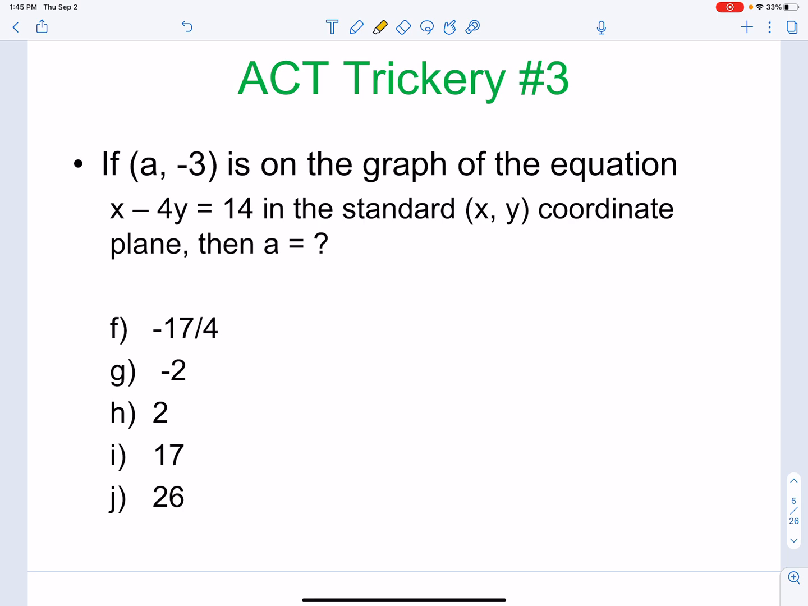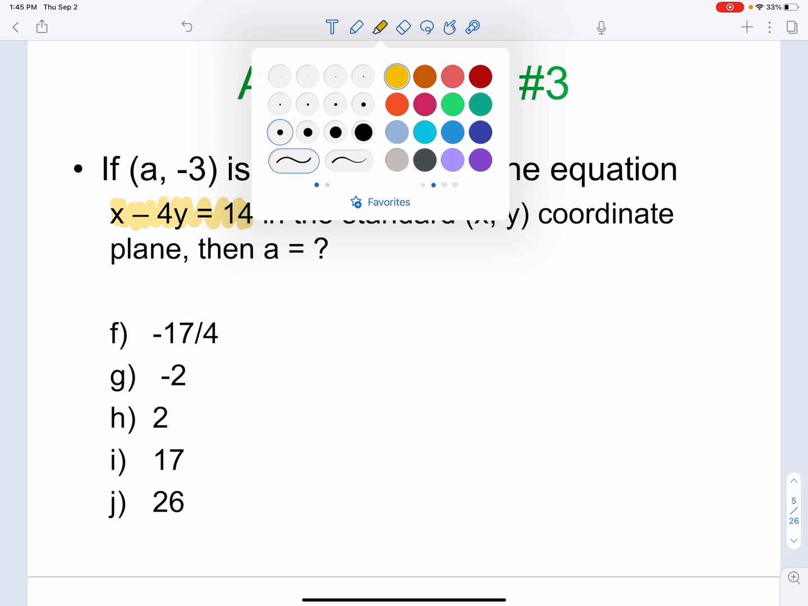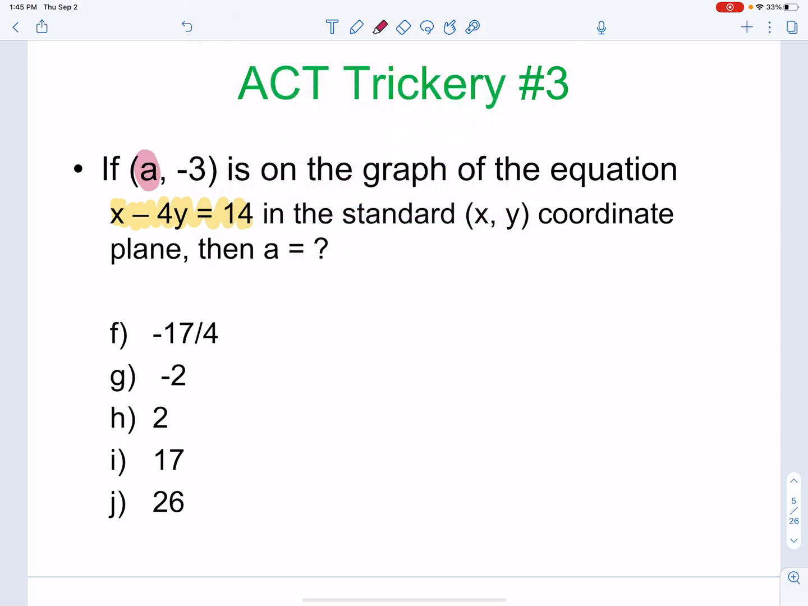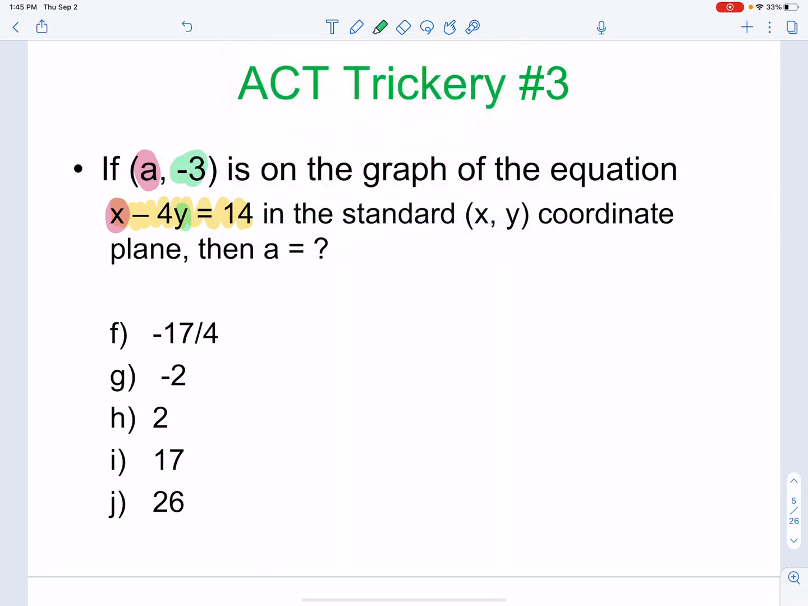All right, so we know a couple of things. We have an equation of a line right here. Okay, and you know a comma negative 3 is on the graph. So what that means, it wants you to find the value of a. Okay, well, if I look up here, my a value is in the x position. So it's saying that my a is my x and my negative 3 is my y. So I'm going to plug in a negative 3.